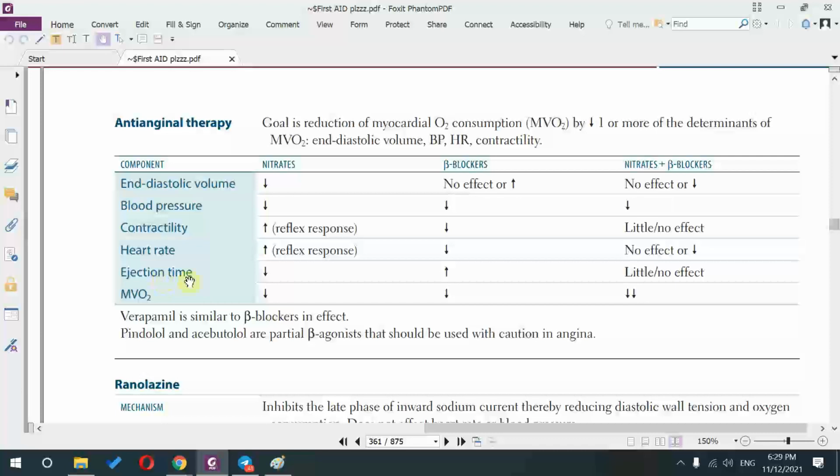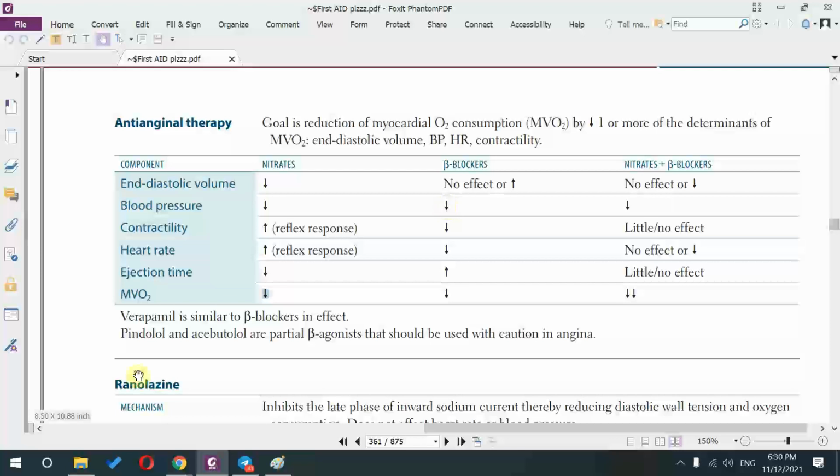Okay, ejection time will be reduced. Why? Because the contractility is higher. And the MVO consumption will be lower. Why? Because less preload and less work of the heart. So let's take a look at beta blockers. So notice here, guys, some stuff here are perfect for someone with a problem in his heart, like an MI. What is MVO? MVO is the amount of the demand of the heart for O2. Okay, so the demand of the heart for O2. So nitrates reduce the demand of the heart for O2, or the myocardial O2 consumption.